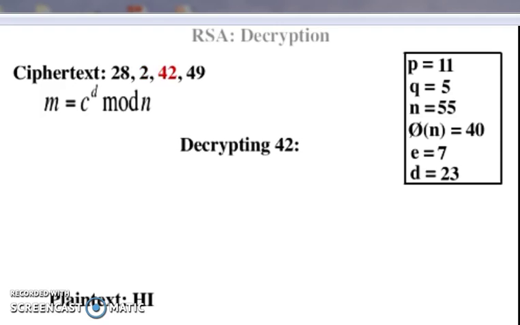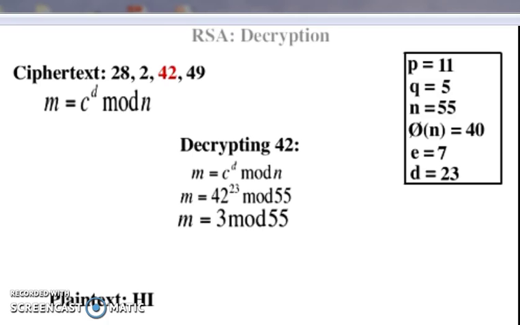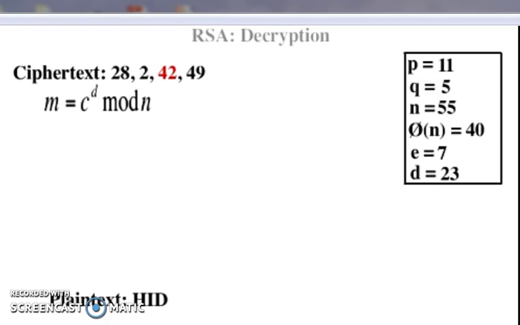Decrypting 42. M equals C to the power of D modulo n. C equals 42, D equals 23, and N equals 55. So M equals 42 to the power of 23 modulo 55. M equals 3 modulo 55. 3 is D. This is our third plain text, D.